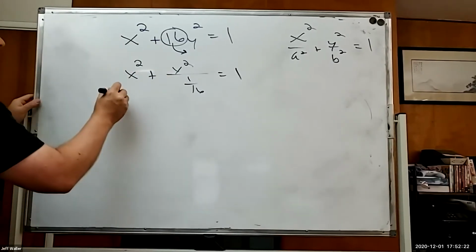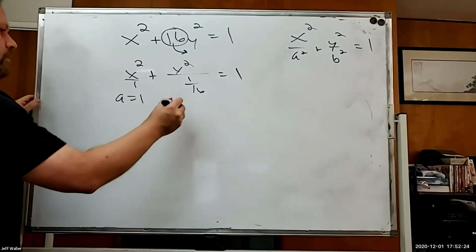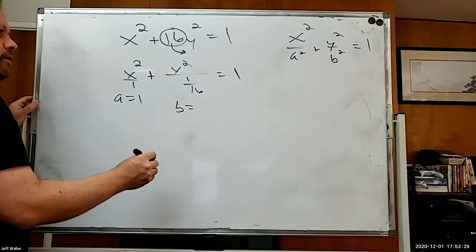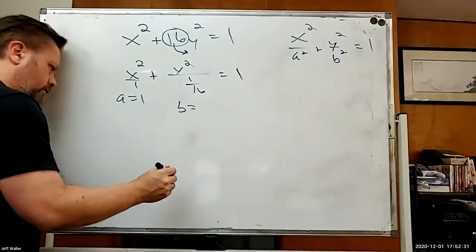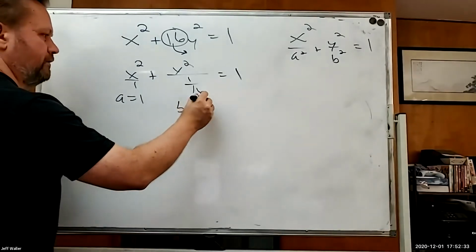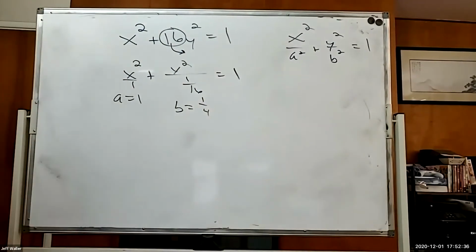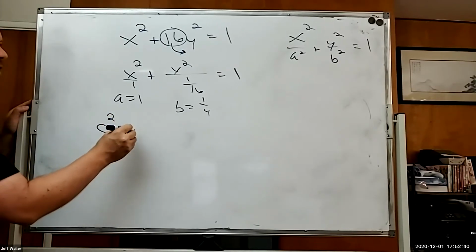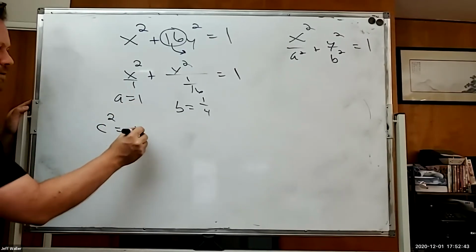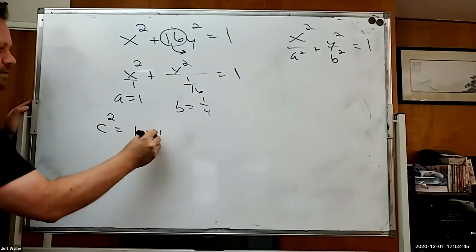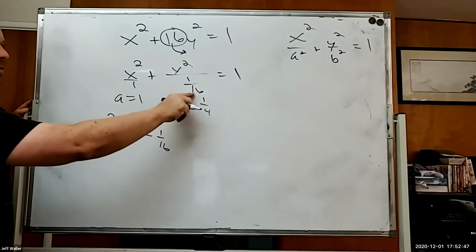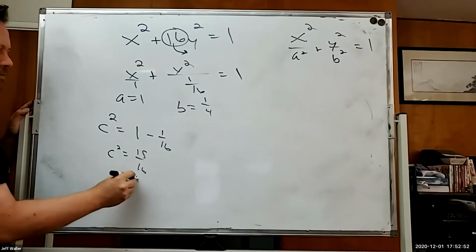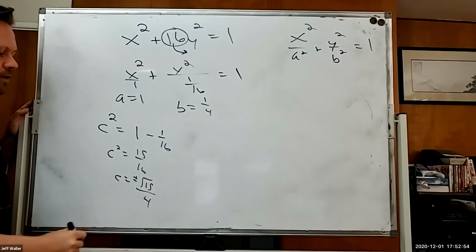So A is 1. What's B? 1/4. Yes, because B squared is 1/16. So what's C going to be? C squared will be, in this case, 1 minus 1/16, right? The big one minus the small one. 15/16. C equals plus or minus radical 15 over 4.